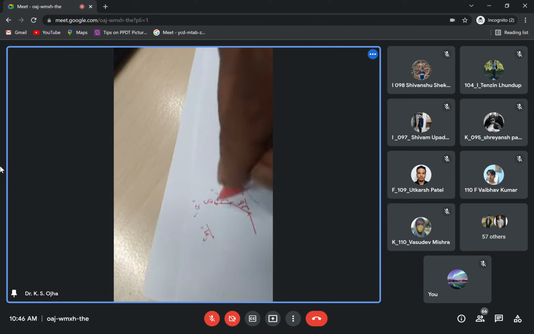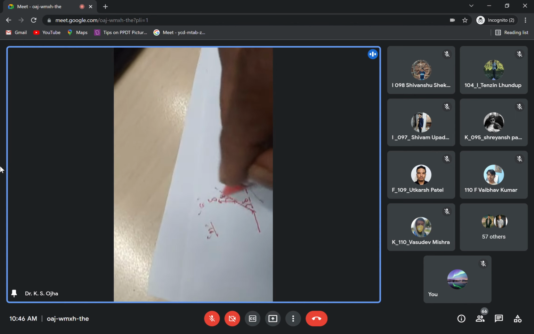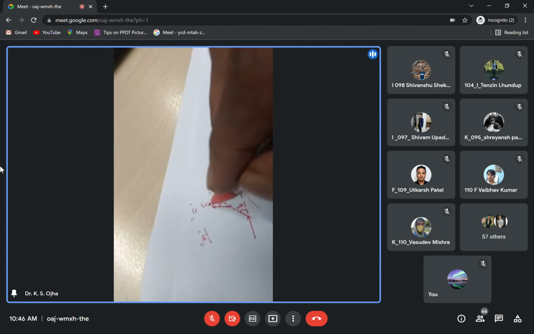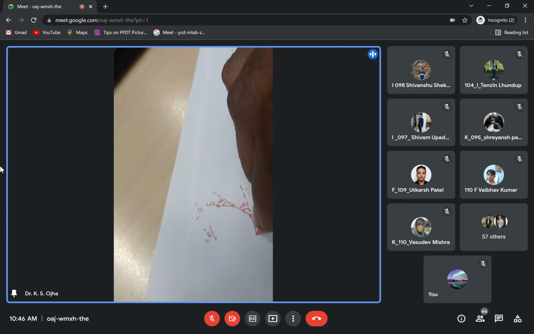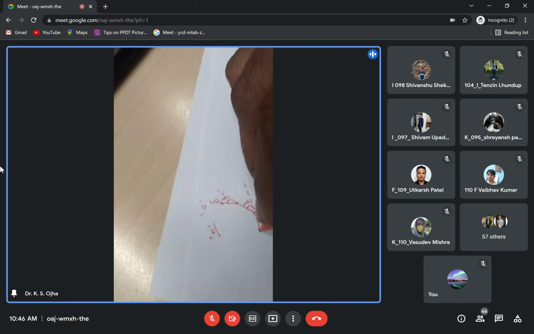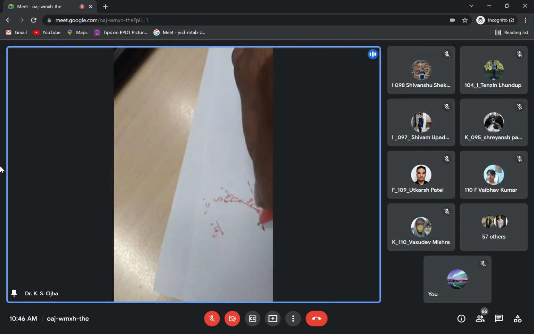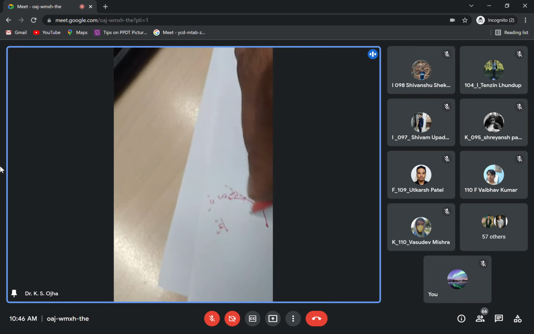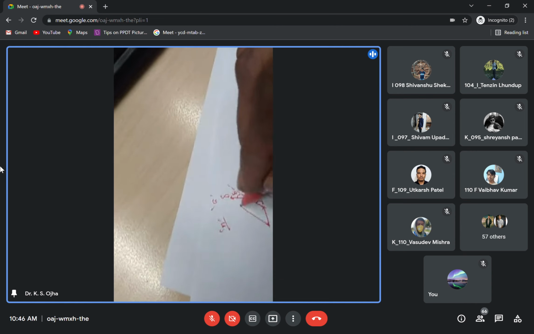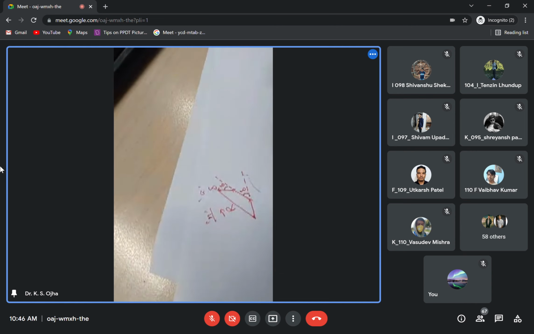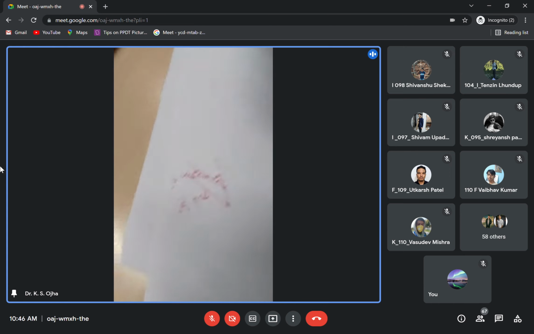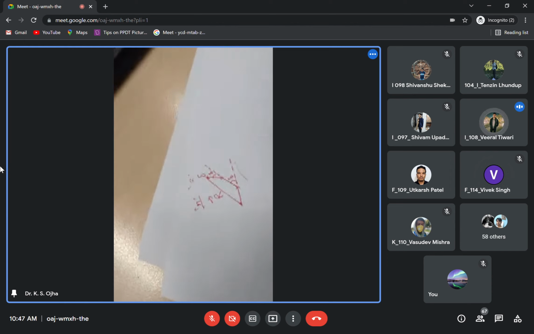So when we draw n vectors like this, we will find the resultant. To find the resultant of any vectors, we connect the tail of the first to the arrowhead of the last. So this will be the resultant amplitude. This is clear? Yes, sir. Okay.